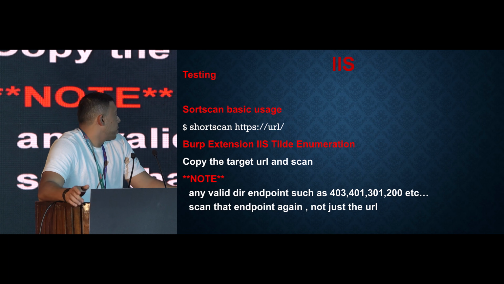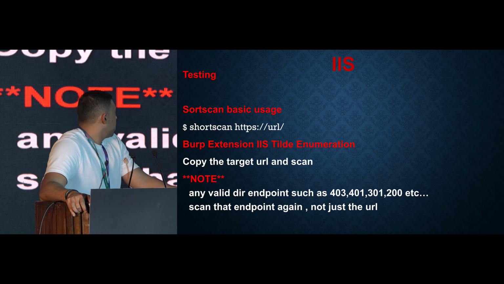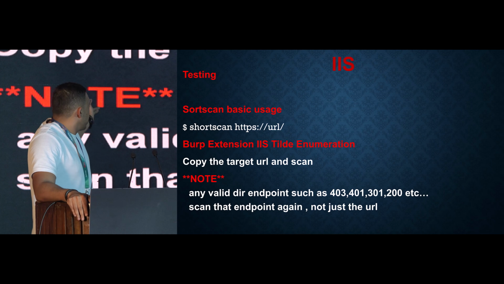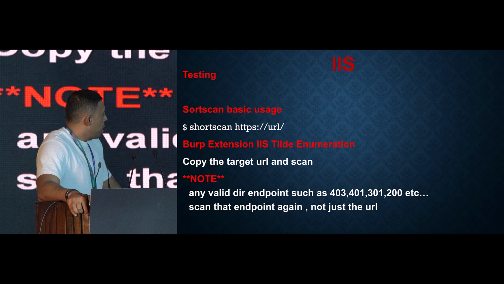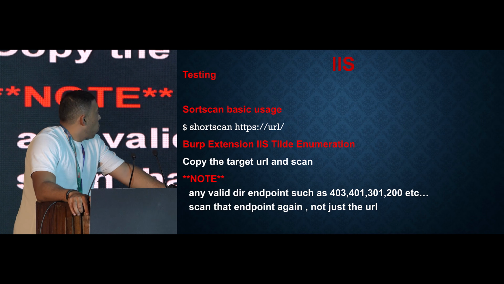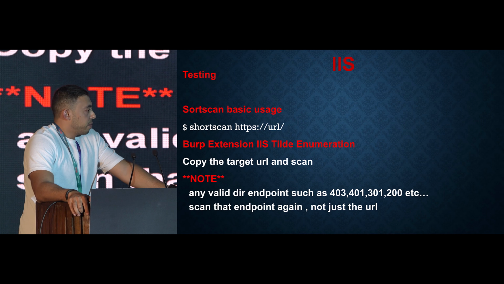Now, the normal testing for IIS is by running this command, shortscan, with HTTP or HTTPS and the URL. Or you can do the same on the Burp extension, where we can just copy and paste the URL. But now here, we don't test it just on the URL.